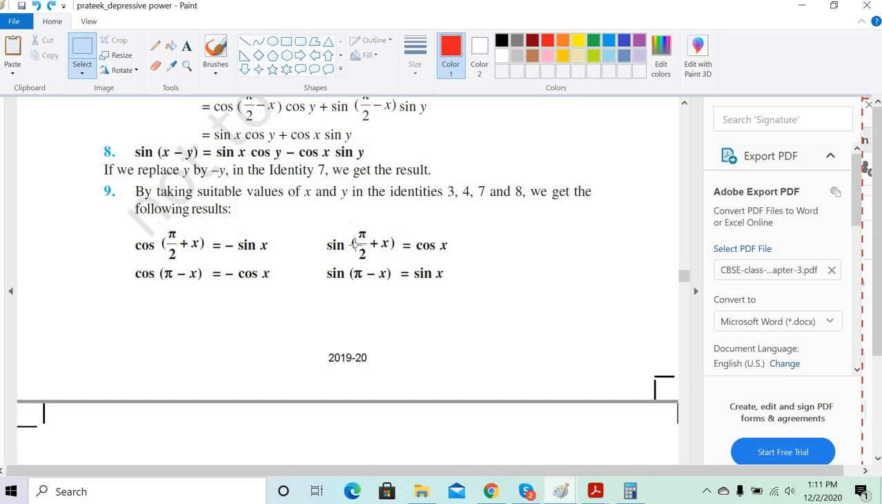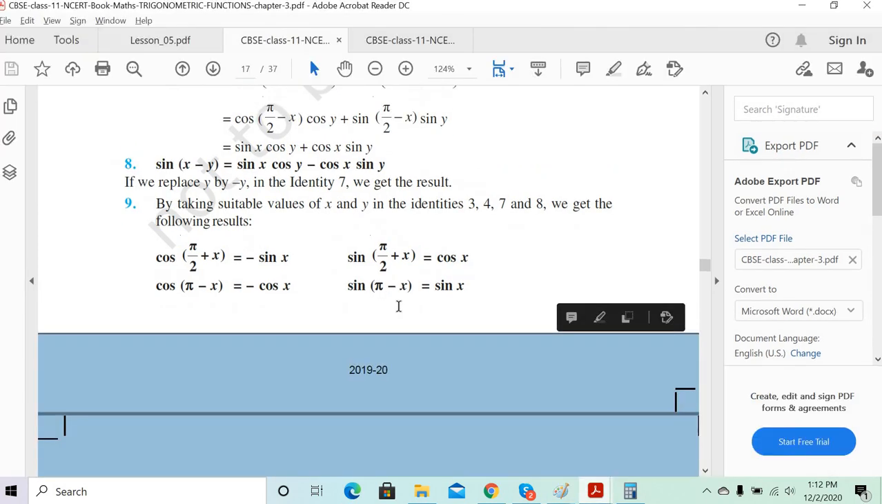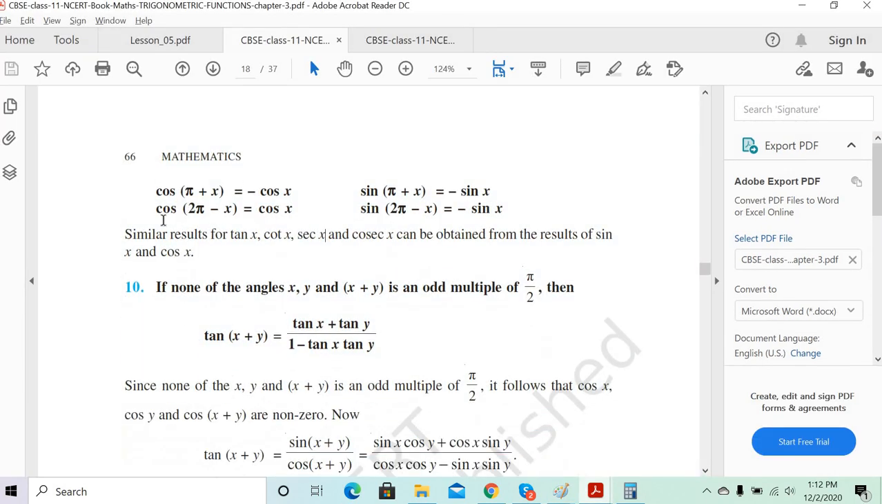Cos 90 plus theta. Cos will change to sine, but cos is negative in the second quadrant. That's why minus sine x. Understood? Clear? This is fundamental. If you remember it, you'll never go wrong anywhere, anytime. So write down all this part now.